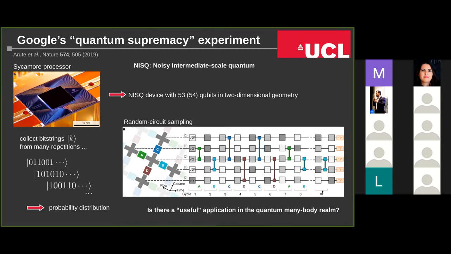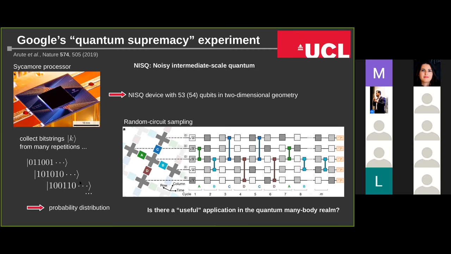Generally, your state will be some superposition of your computational basis states. But if you then measure them, the wave function collapses to just one bit string. For example, you would measure the first qubit is zero, then 1, 1, 0, 0, 1. This would be one measurement. Then you repeat this experiment over and over again, always with the same random circuit, and you collect a lot of these bit strings. Then the idea is to calculate the probability distribution. You really want to reproduce the full probability distribution of the state.